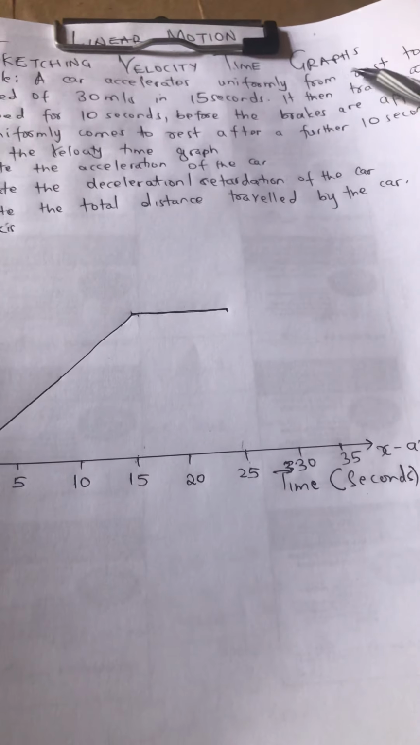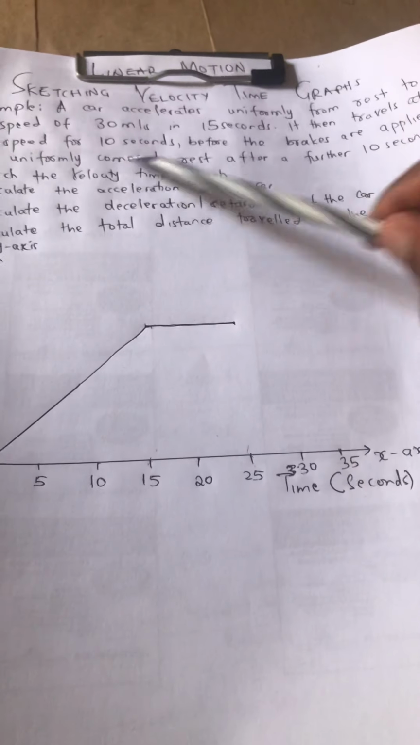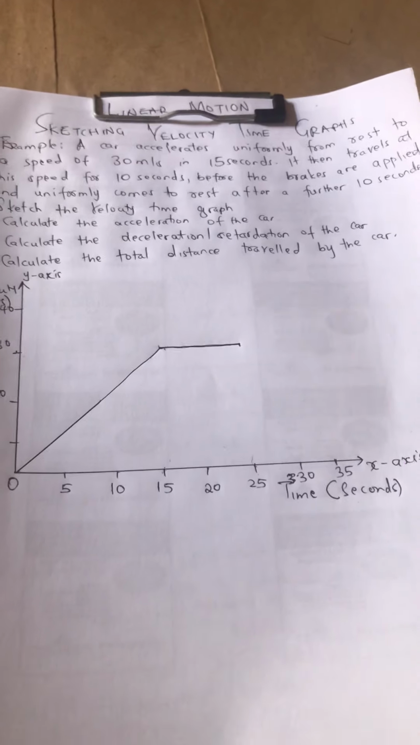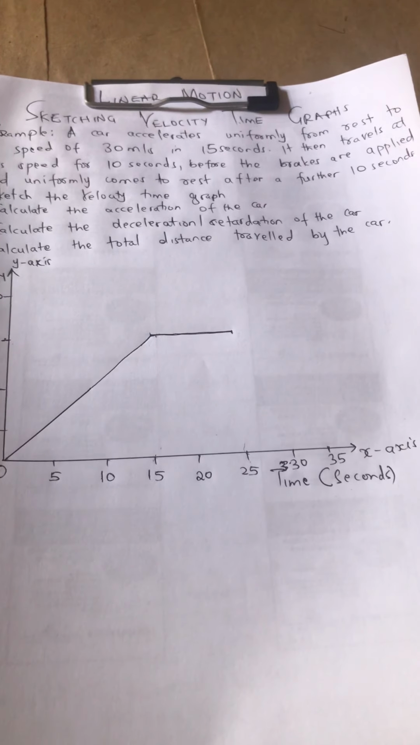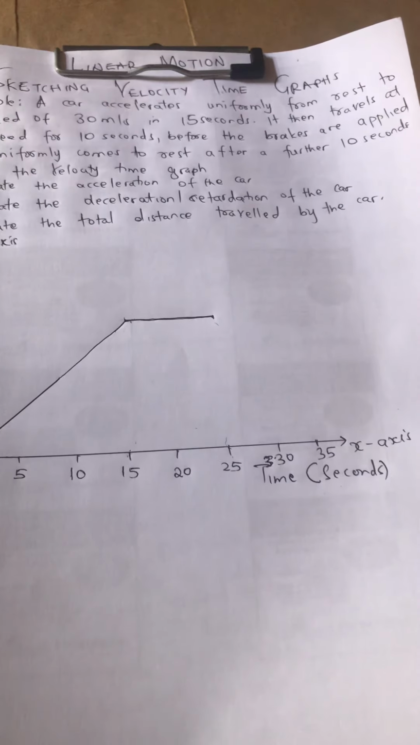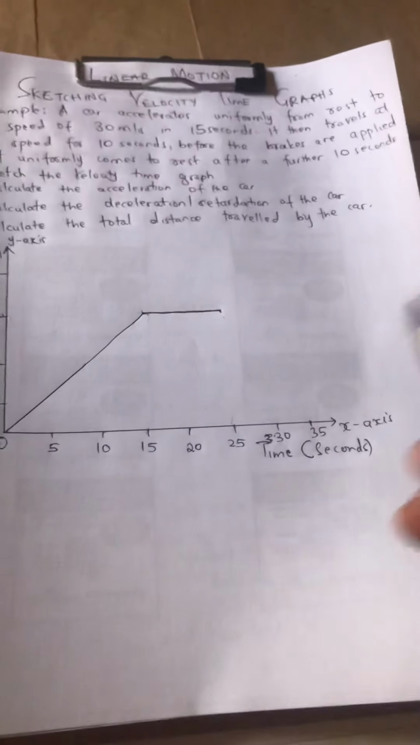Before the brakes are applied, so alafu brakes zinaekwa. Tunaambiwa it then travels at this speed for 10 seconds before the brakes are applied, and uniformly comes to rest after a further 10 seconds. So alafu brakes zinakanyagwa, alafu inaanza kuja to rest. So to zero in 10 seconds.